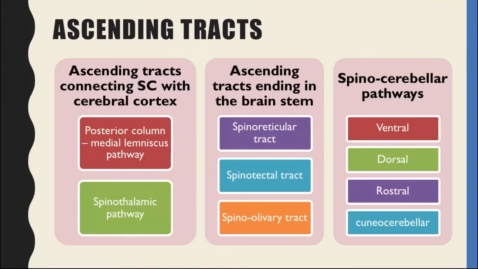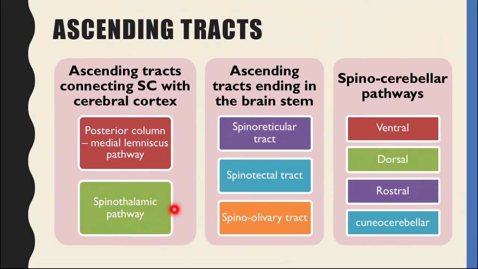Whether it is the dorsal column, the ventral spinothalamic tract or the lateral spinothalamic tract, all these tracts are ascending, because they are sensory. They carry the somatic sensation to the post central gyrus. That is why they fall under the umbrella category of ascending tracts. These ascending tracts are further subdivided into three parts. The major chunk is the ascending tract which connects the spinal cord with the cerebral cortex: the posterior column or dorsal column, and the spinothalamic pathway, or the ventrolateral or anterolateral spinothalamic pathway.